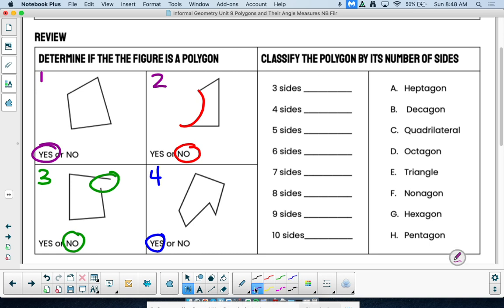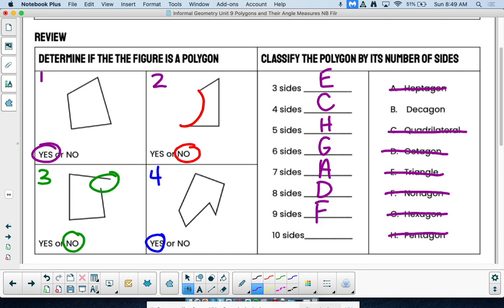So a 3-sided figure we should know by now is a triangle, so that's letter E. 4-side, that's what we were doing all 2 chapters ago. So that's a quadrilateral, C. 5 sides is a pentagon, H. 6 sides would be our hexagon, which is G. 7 sides is that weird one, hepta, which is A. 8 sides I think we know is an octagon, like an octopus has 8 legs. 9 sides is a nonagon, so F. And then 10 sides is a decagon, like decade has 10 years, a decagon has 10 sides.